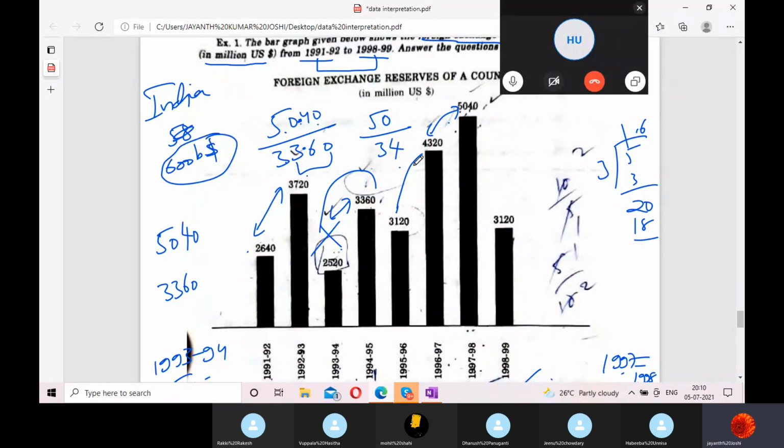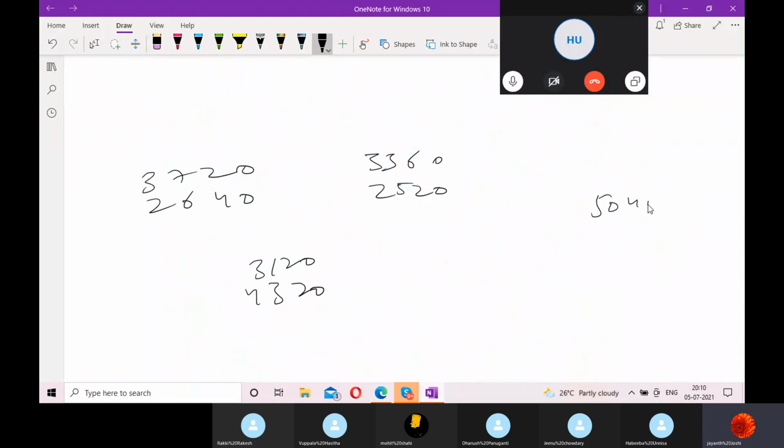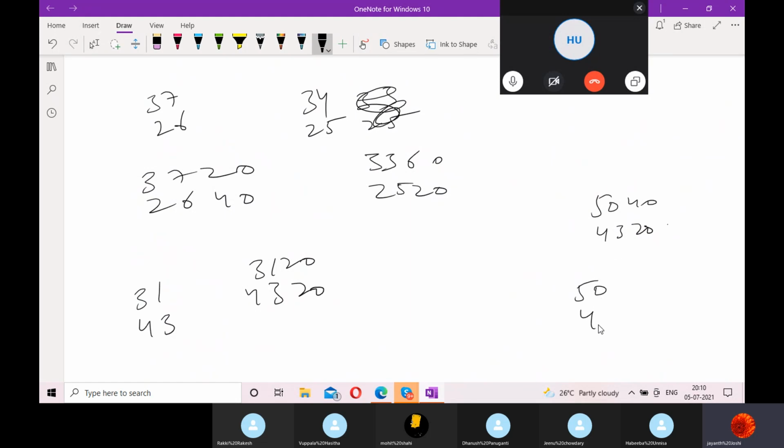See, here the gap is very much. Let's check. And then 5040 and 4320. So you take 37 and 26, 33 and 25, sorry, here you can take 34 and 25. Here you can take 31 and 43. Here you can take 50 and 43. Now things become very easy.